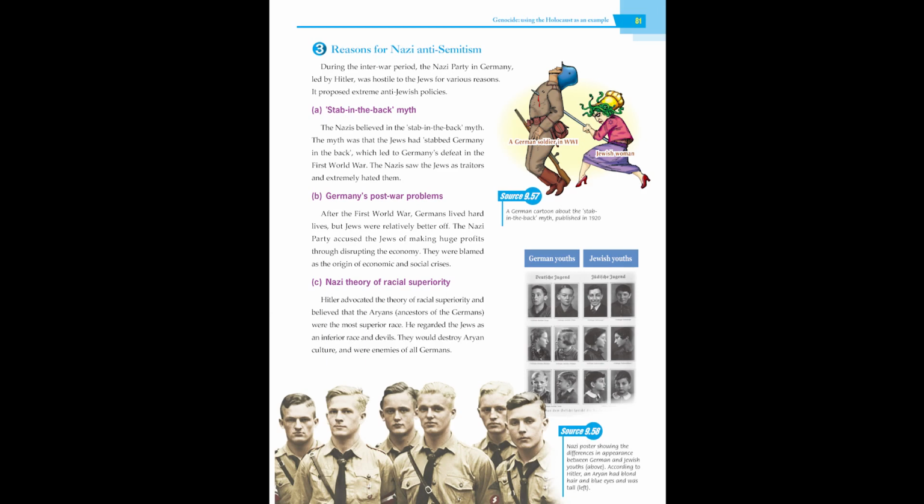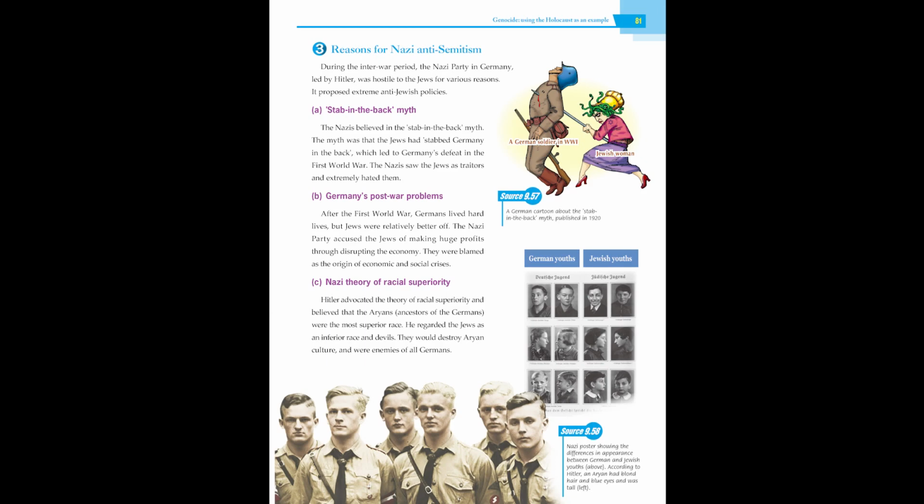C. Nazi theory of racial superiority. Hitler advocated a theory of racial superiority and believed that the Aryans, ancestors of the Germans, were the most superior race. He regarded the Jews as the inferior race and devils. They would destroy Aryan culture and were enemies of all Germans.